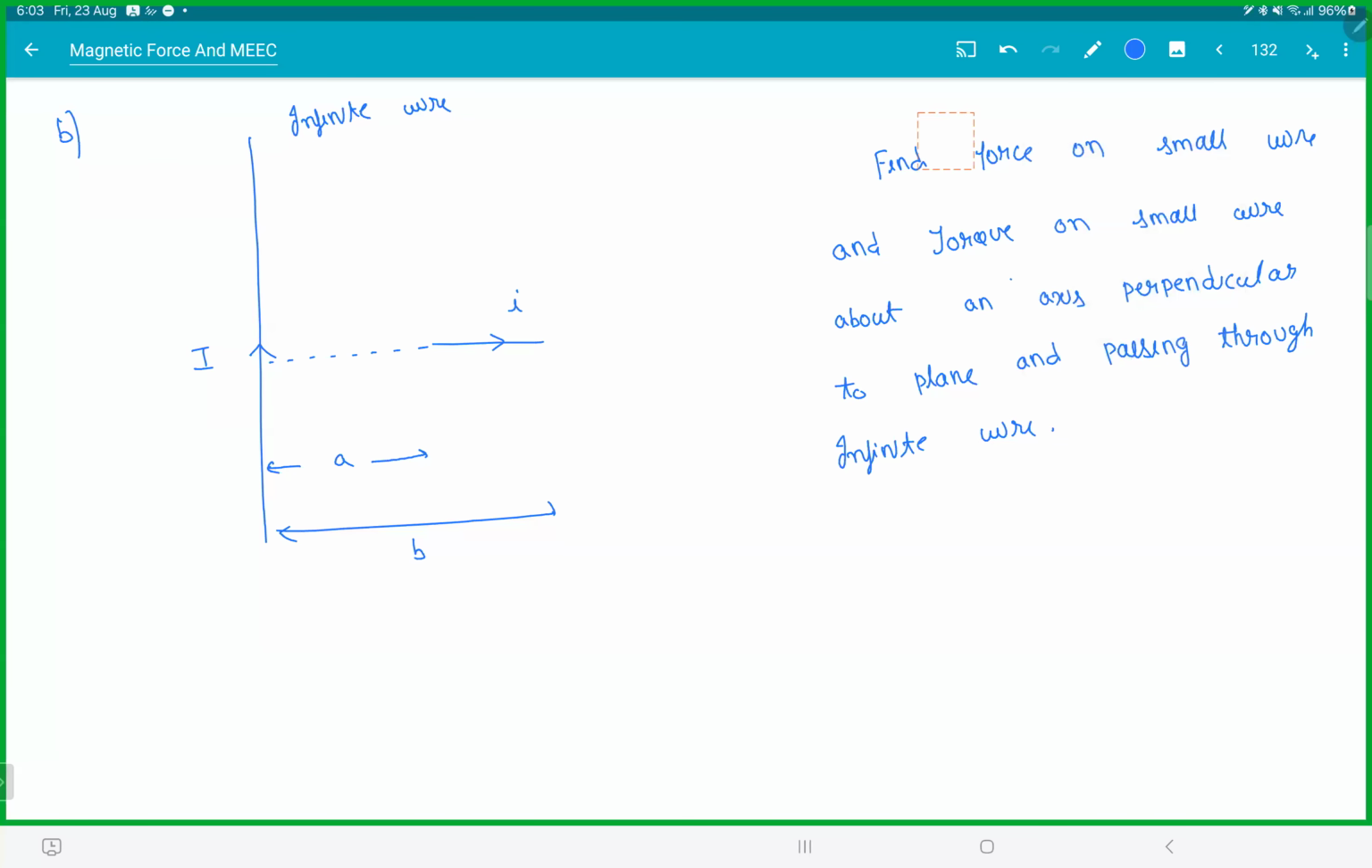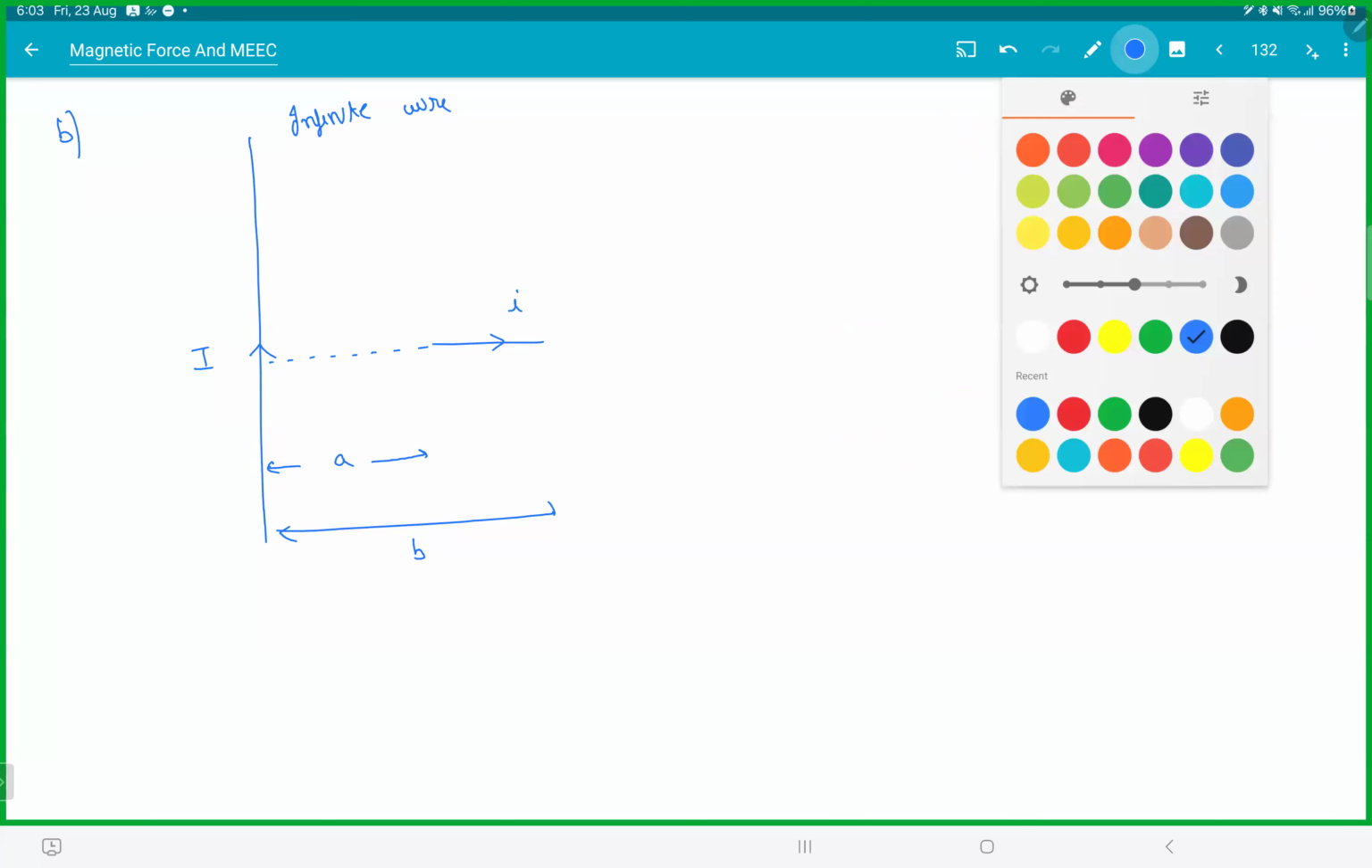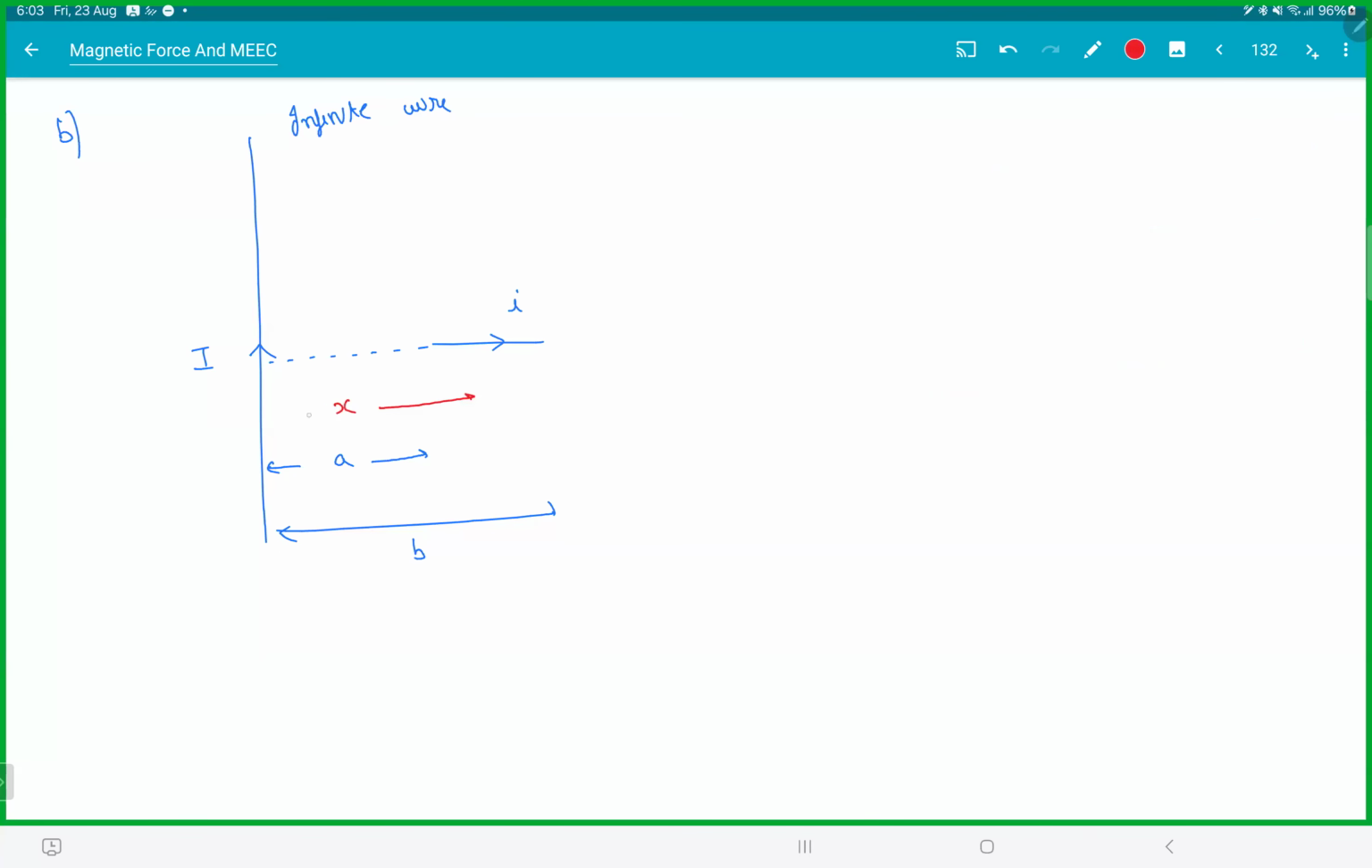So this is what we do. At a distance x, take a small piece dx, and due to this wire, the magnetic field will be into the plane, B bar, which is mu naught I by 2 pi x. And if you look at the force on this, it will be upward. And if you notice, the force is constantly decreasing. The force is not the same everywhere, because as you go away from the wire, the magnetic field drops, so the force will decrease on this wire.